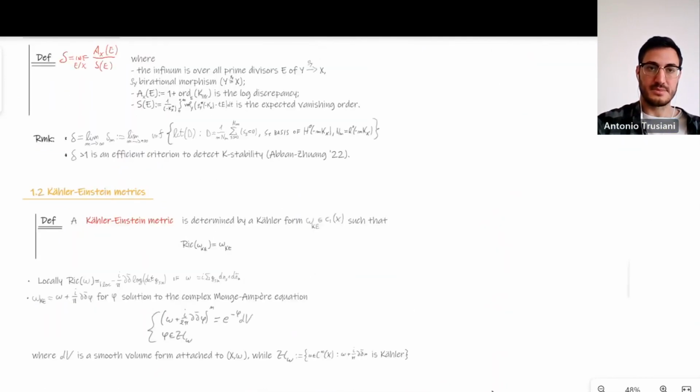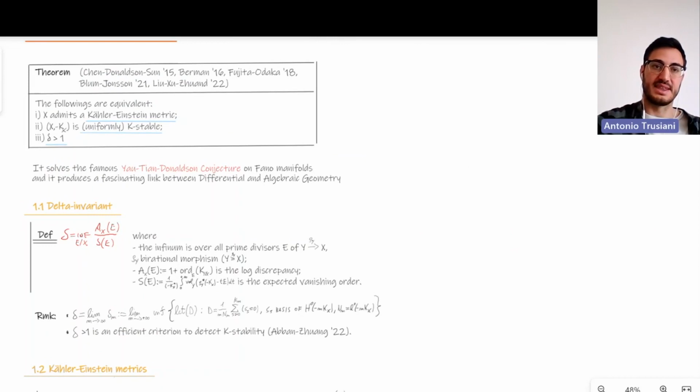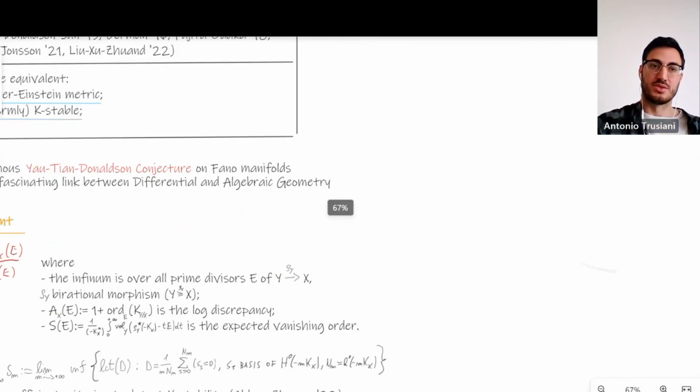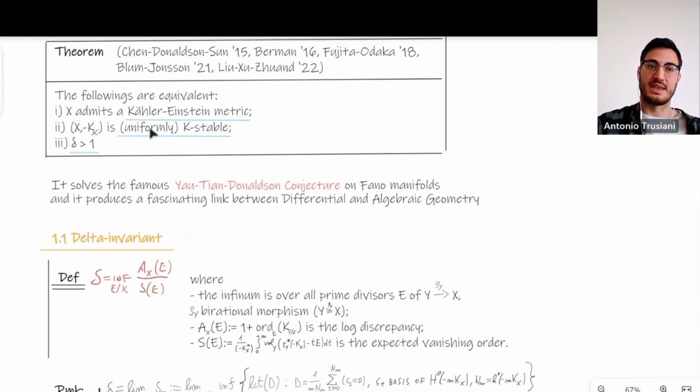Okay. So as I said, the idea now is to define a K-stability notion on X, minus K_X, with respect to some prescribed singularities and connect it to the Kähler metric with prescribed singularities. And we want, of course, to relate this notion of K-stability with respect to prescribed singularities to known notions in algebraic geometry.